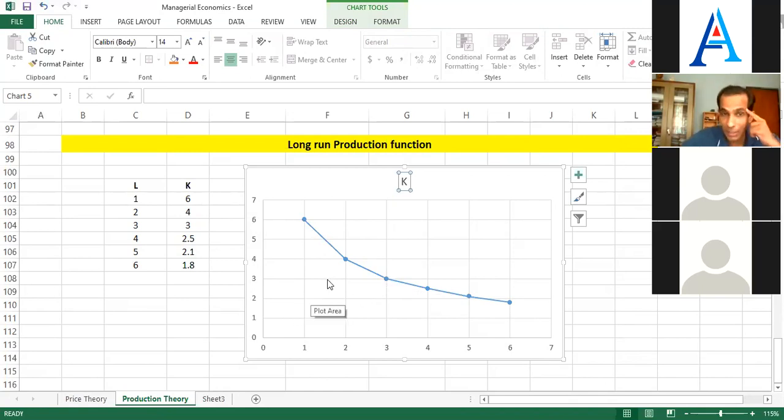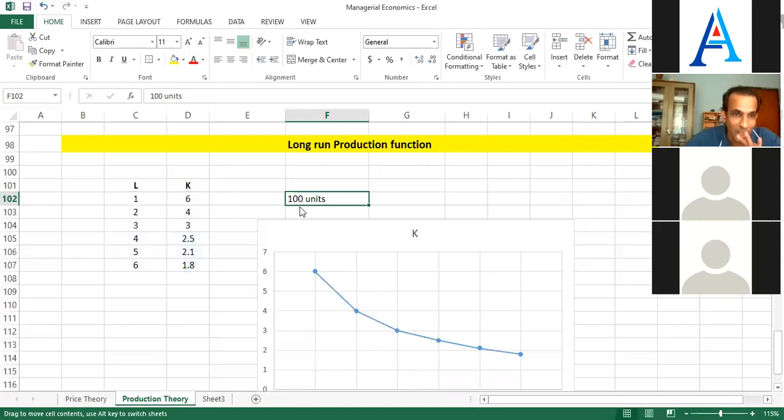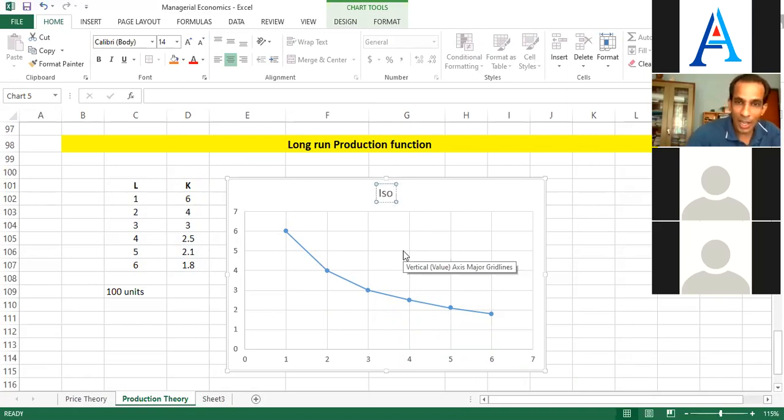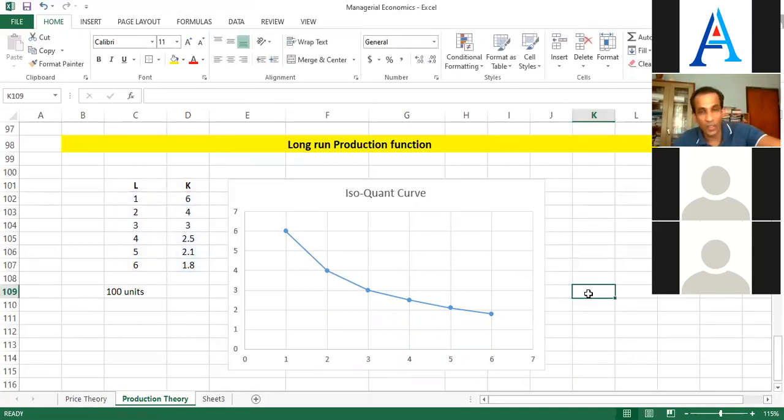That's why, in economics, several Latin terms are used. One of those is the word you mentioned earlier: this curve is called the isoquant curve. Iso means same, same quantity. That's why this is called the isoquant curve. Why? Because the quantity is the same. The input combinations are different, but the quantity is the same.